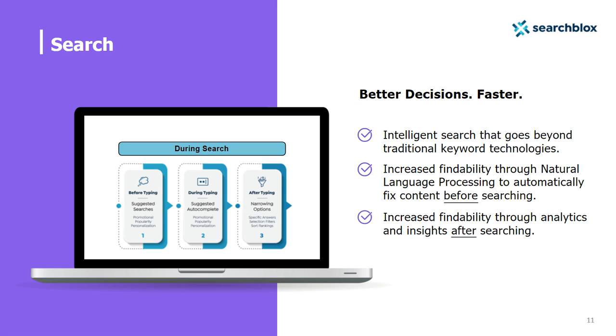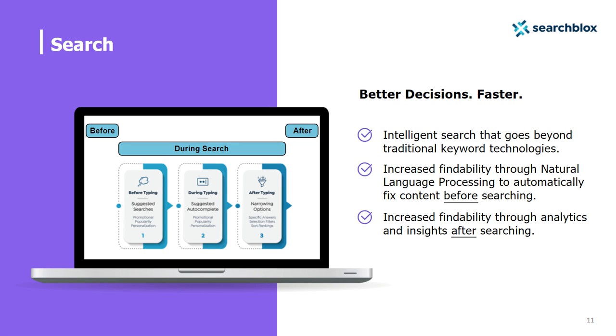Okay, that brings us to intelligent search that goes beyond traditional keyword technologies. This requires breaking down the separate activities during search, including providing suggested searches before typing, smart suggested autocomplete for spellings during typing, and sophisticated narrowing options after typing to navigate the search results.